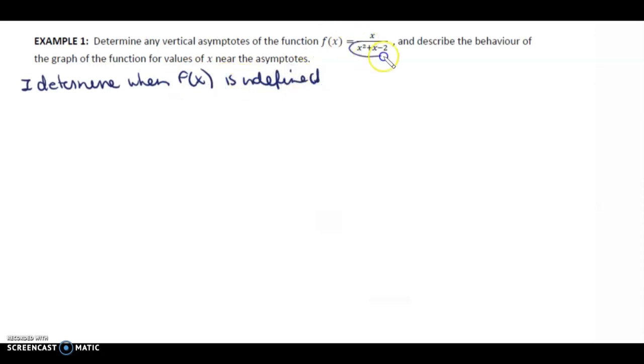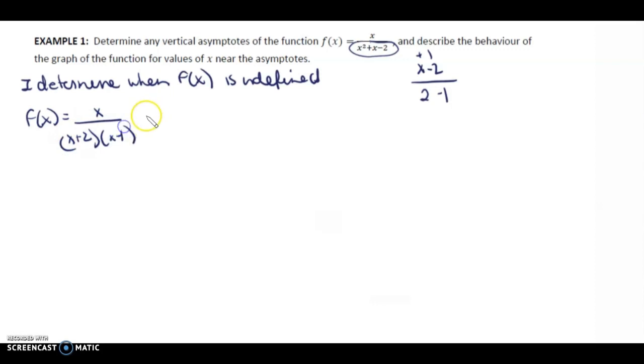What we do is take the denominator and factor it. What two numbers multiply to negative 2 and add to 1? Well, 2 and negative 1. So we get f at x equals x over x plus 2 times x minus 1. We're going to have a vertical asymptote at x equals negative 2, and a vertical asymptote at x equals 1.